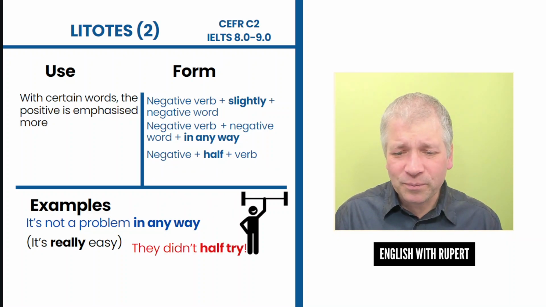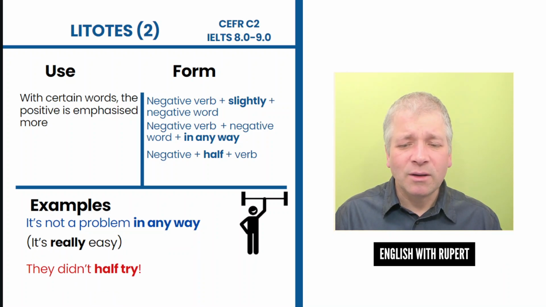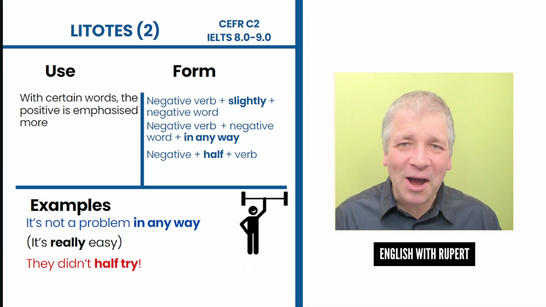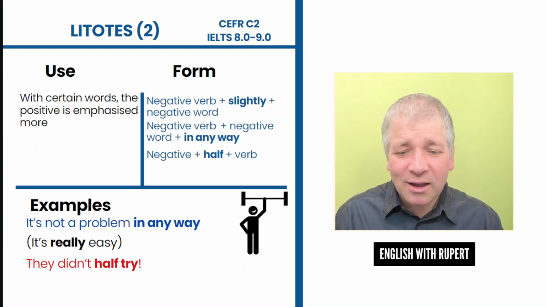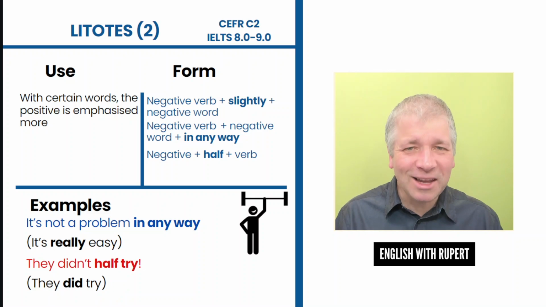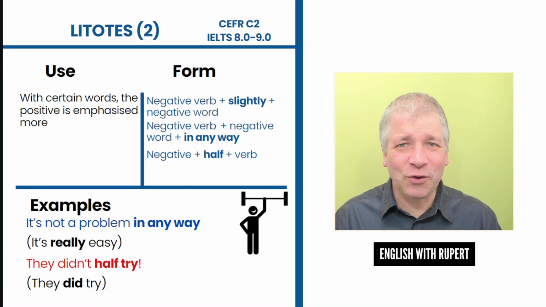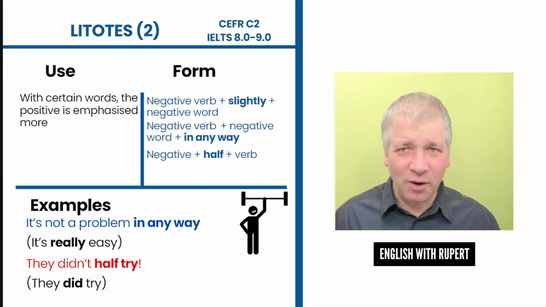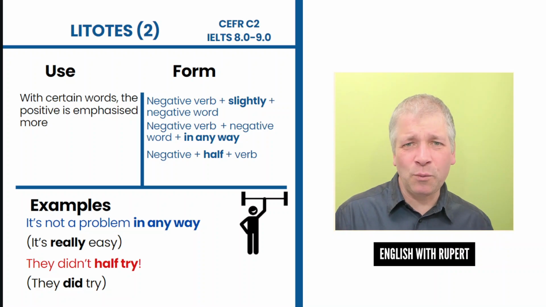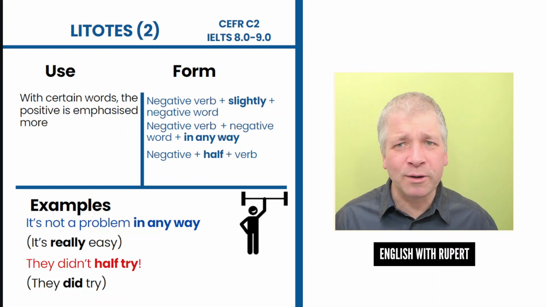For example, they didn't half try. What does this mean? Well, it actually means they did try. They didn't half try. The didn't and the half combine to become a positive. They did try.